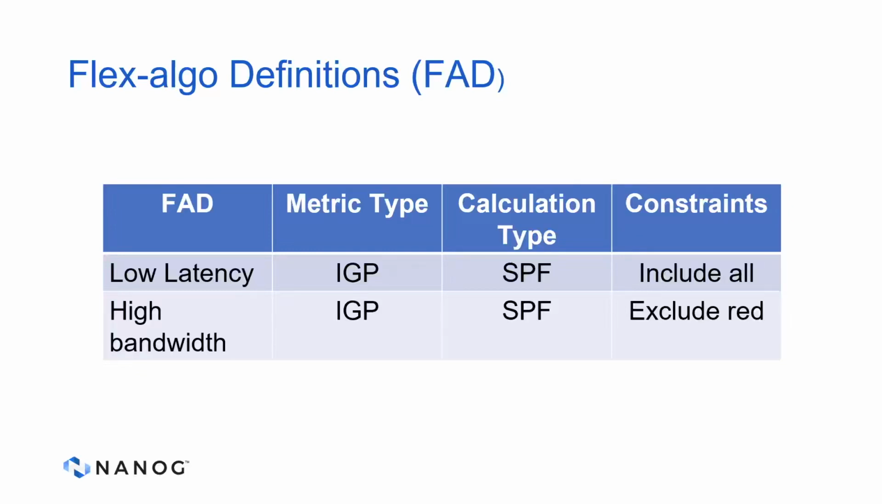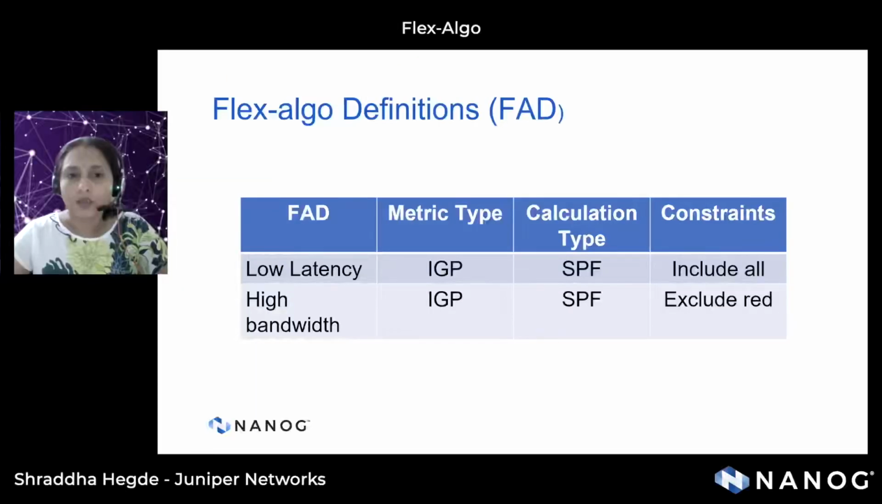There is a low latency FAD which will have metric type as IGP and calculation type as SPF, and then it will have the constraints as include all. And similarly, there is a high bandwidth FAD, and that will have a metric type of IGP, and then calculation type of SPF, and then it will have exclude red as the constraint. So the flexible algorithm definition constitutes of metric type, calculation type, and the constraints that will be needed.